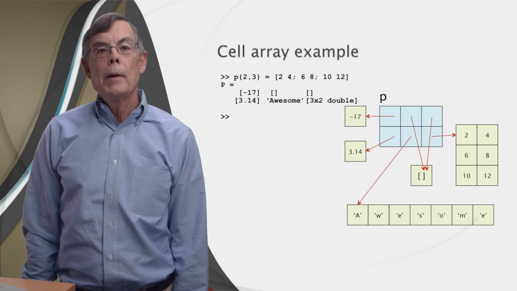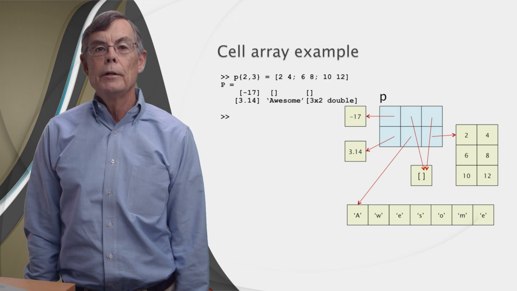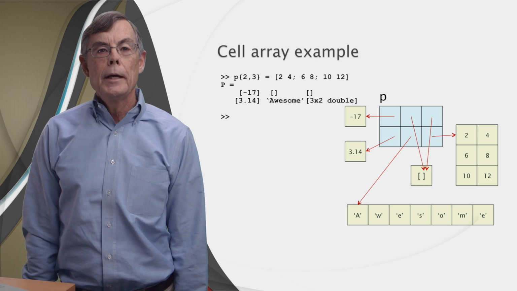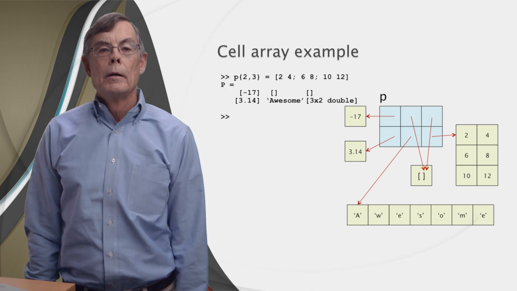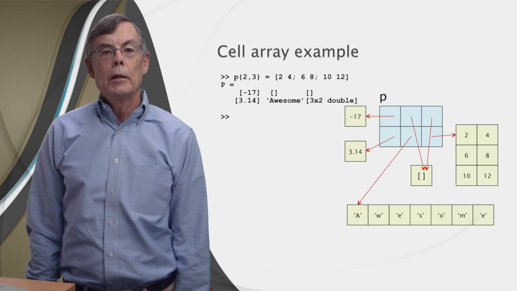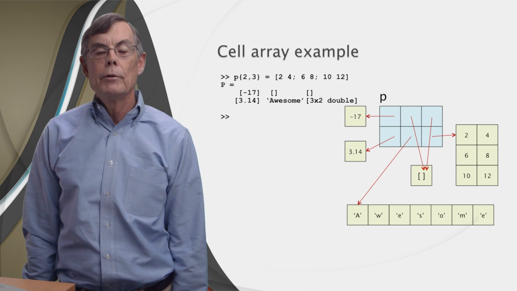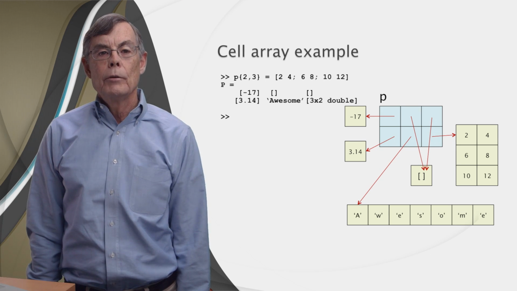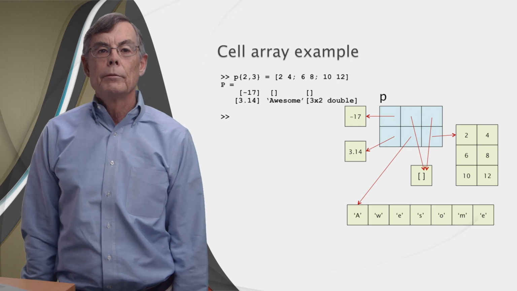Next, we create a 3x2 array of doubles and assign its address to the element 2,3 of P. Again, we show the pointer aimed at the first element, element 1,1. But in fact, it makes no difference what element it points at because MATLAB doesn't allow you either to look at the numeric address or to change it. As we mentioned earlier, MATLAB maintains strict control over its pointers.